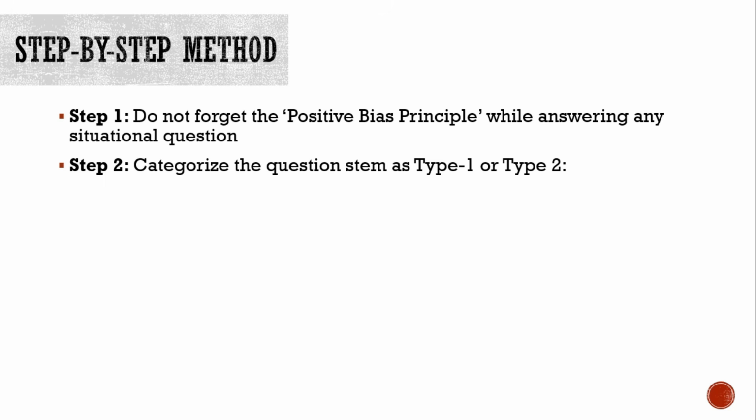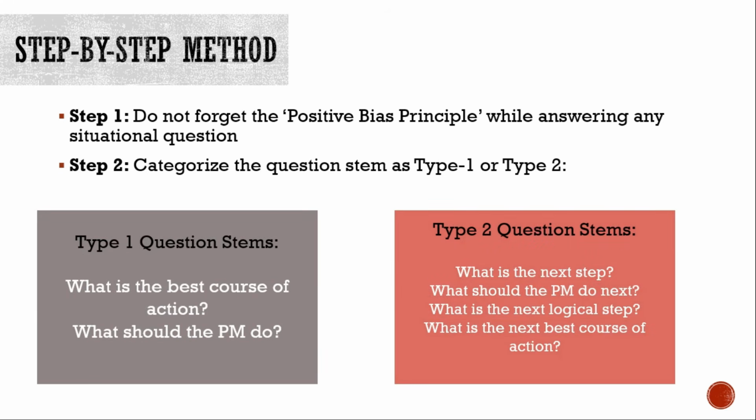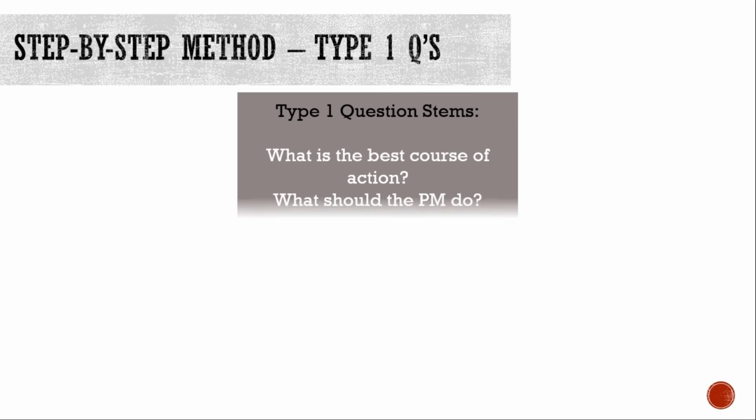Step 2 is we categorize the question as a type 1 question or a type 2 question depending on the question stem. This step is very important because steps 3 and 4 will be different for a type 1 question and for a type 2 question. So next we move on to steps 3 and 4 for a type 1 question.